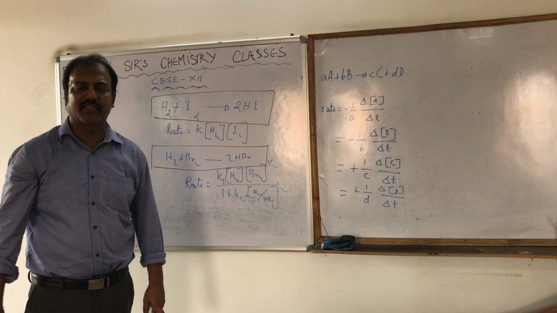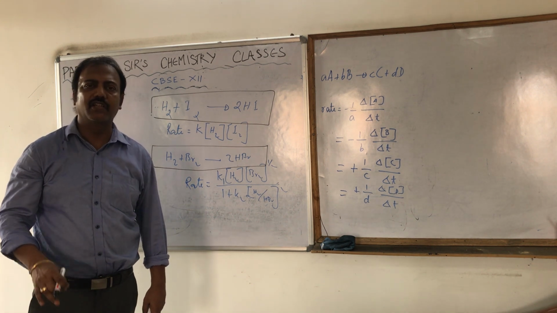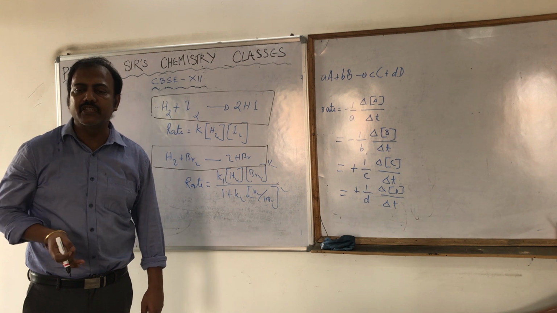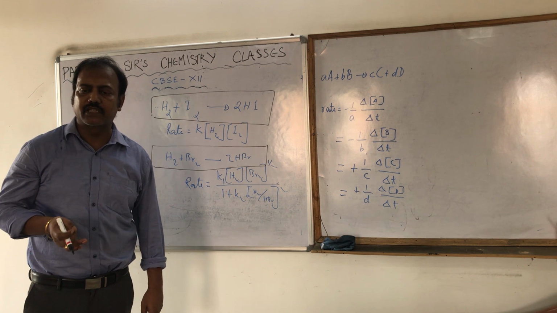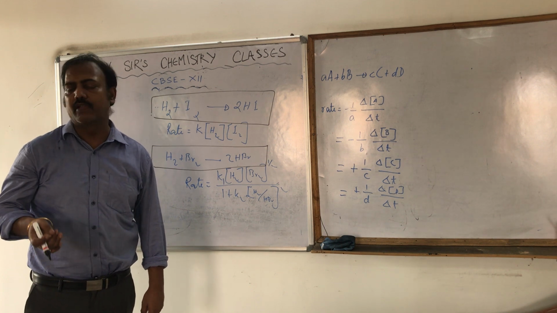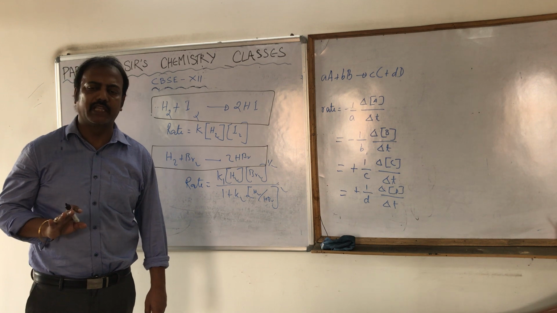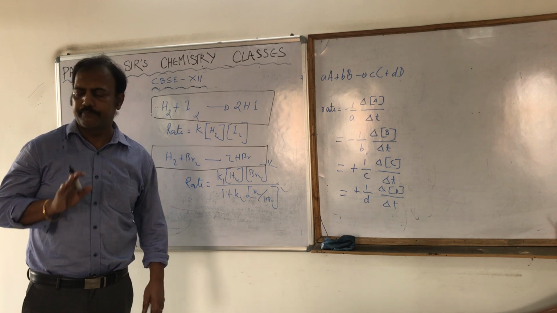That suggests what I said in the beginning, that the rate of a chemical reaction is an experimentally determined quantity. It cannot be predicted from any theory. Is it clear? Very good.